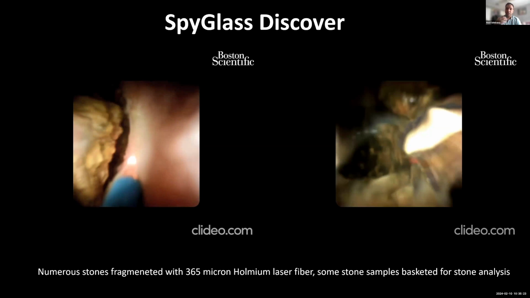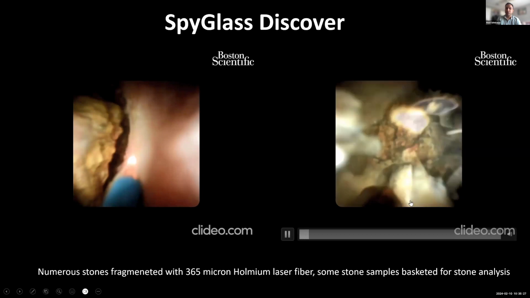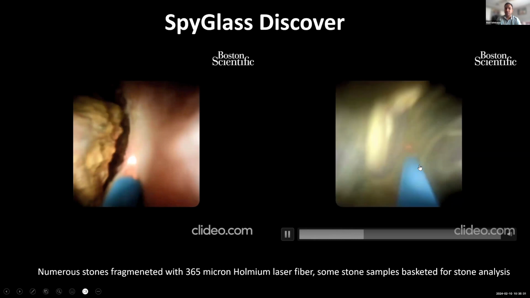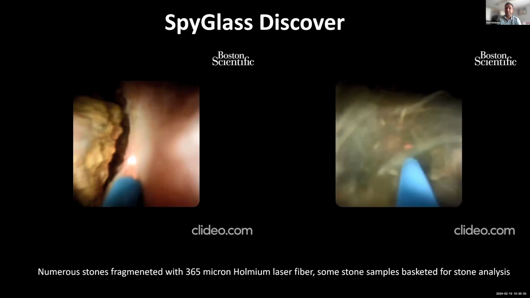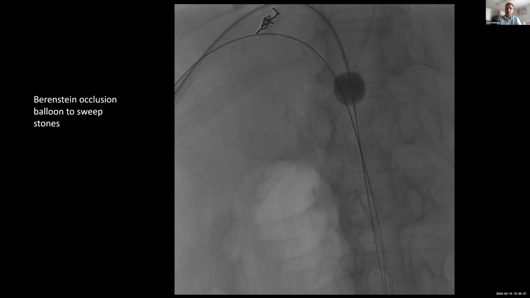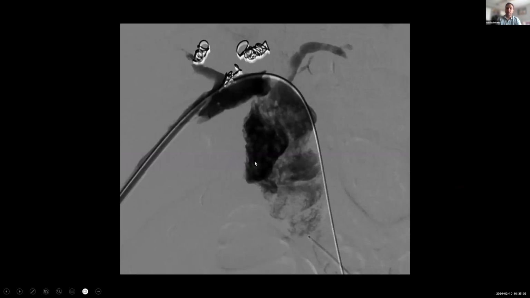And then as you clear the debris, you can start sweeping it with a balloon. So here's some more examples of treating these smaller stones that were distal to that bigger one. And so that's how that works. Then you use a balloon to sweep the stone fragments, and then you clear the biliary tree.